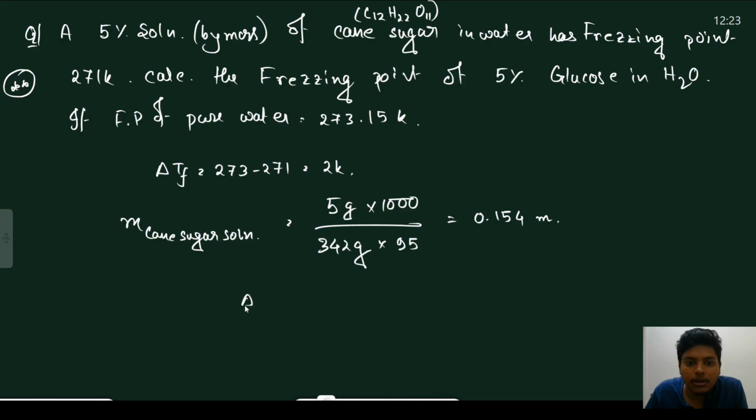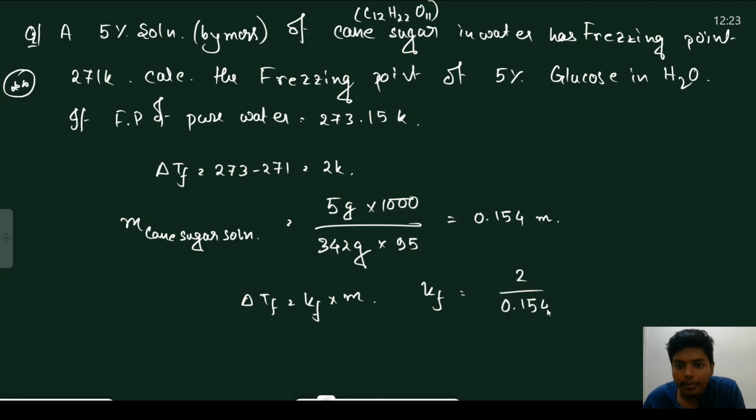Now we know delta Tf is equal to Kf into molality. So Kf value you will get as 2 by 0.154. Oh, sorry, reverse. Kf is equal to 2 by 0.154, in Kelvin kg mole inverse. Understood? Yes or no? Now the same thing I have to do for glucose.